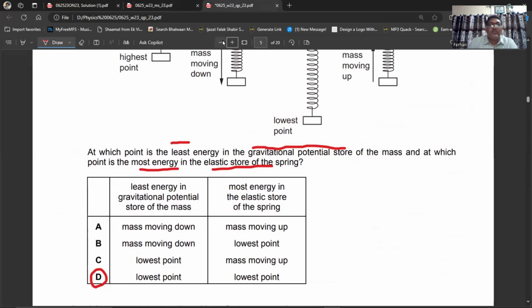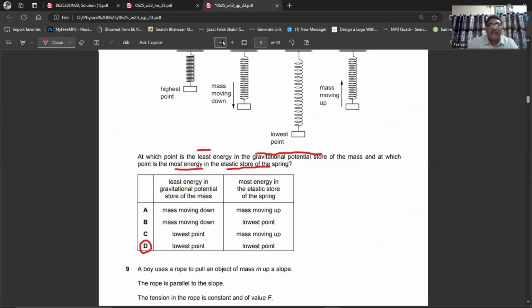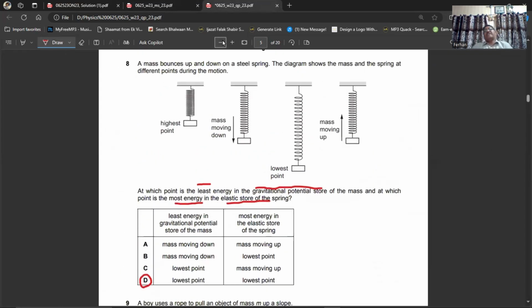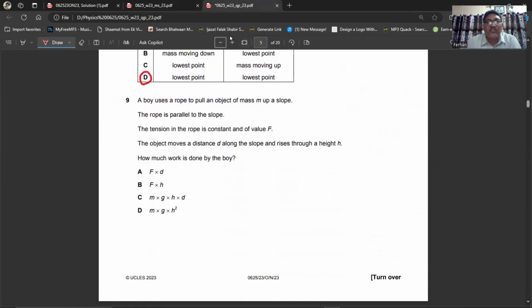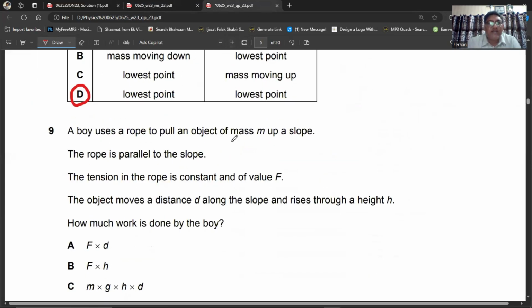Let me show you the full question, reduce the size so you can see the whole thing. Okay, so this is how this is done, a very simple question. Now we are going to the next question. The next question is question number 9.